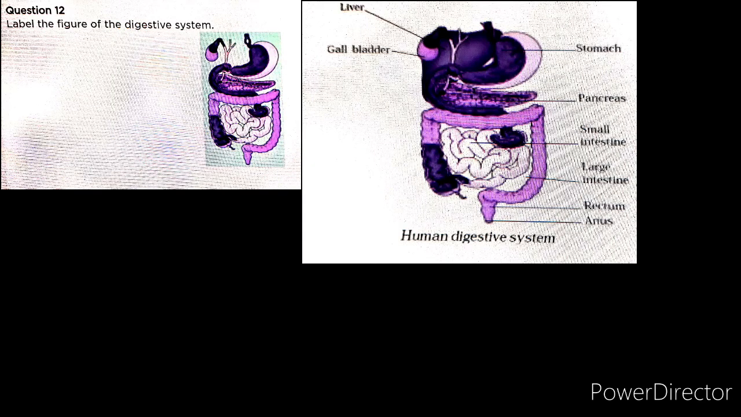Question 11. Now I guess you can also do this because this is also match the following. Now on to question 12. Label the picture of the digestive system. So you can see the solution right over here.